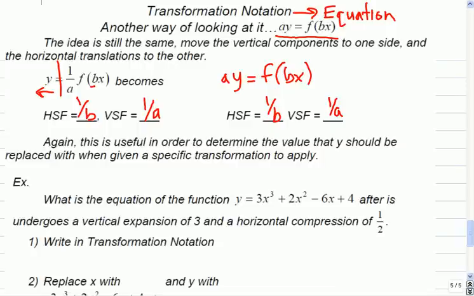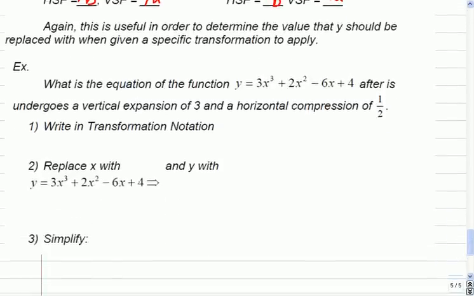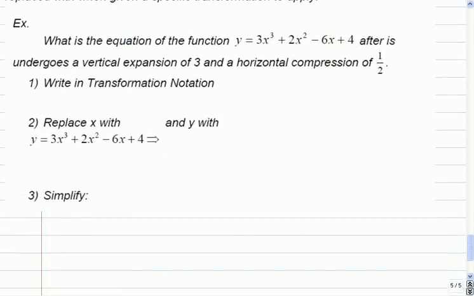So let's try it. And we're going to do it on this: 3x cubed plus 2x squared minus 6x plus 4. Okay, so here's what we have to do to get started. We have to take this English and translate it into some math. So step number 1 is to say y equals, and I'll leave some space here. Can anybody fill in one of those blanks after they read a vertical expansion by 3 and a horizontal compression by a half? We'll call this the left blank and we'll call this the right blank.